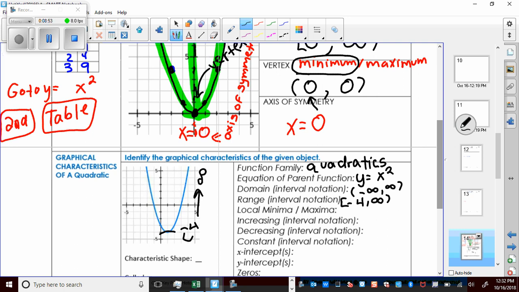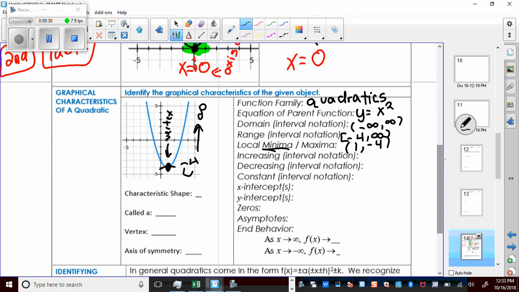Now, does this have a local minimum or a local maximum? Minimum. And it's right here. This also happens to be my vertex. It's at positive 1, down 4, so (1, -4). Are there not hard brackets on that? No, this is just a point. If it's just a point, it's just parentheses. When we're talking about intervals, more than one number, we're talking about brackets.